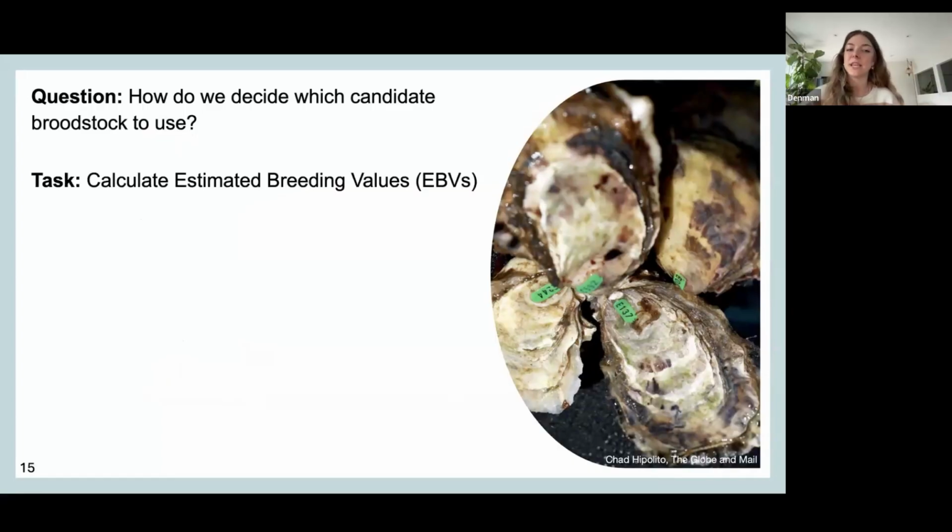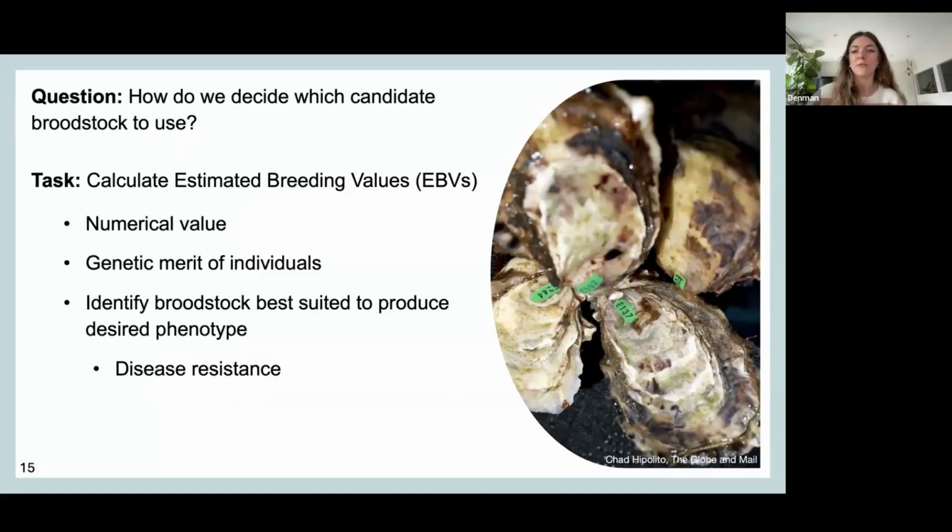How we did this is we calculated estimated breeding values. A lot of the people watching this, I'm sure, know what these are, but essentially they are a numerical value. They predict the genetic merit of your individuals, and that allows you to identify the broodstock that are best suited to produce your desired phenotype, which in this case is disease resistance.